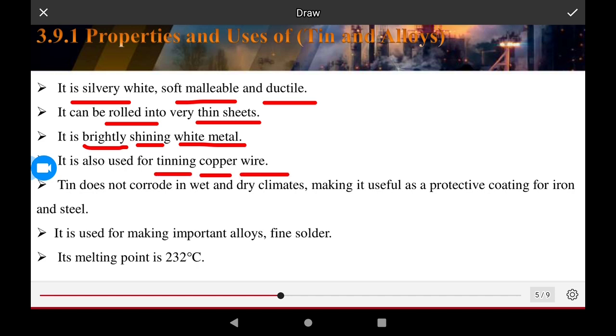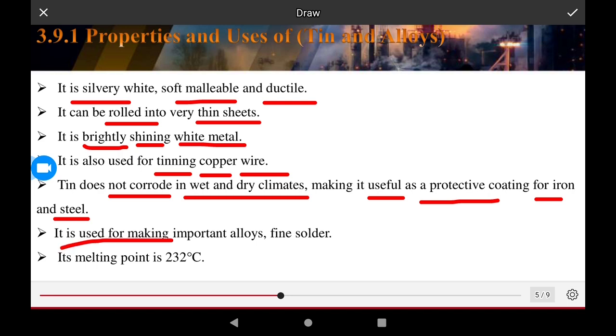Tin does not corrode in wet and dry climates, making it useful as a protective coating for iron and steel. In other applications, it is used for making important alloys, fine and solder. The melting point of tin is 232 degrees Celsius.